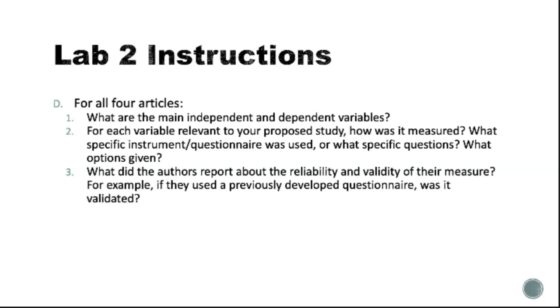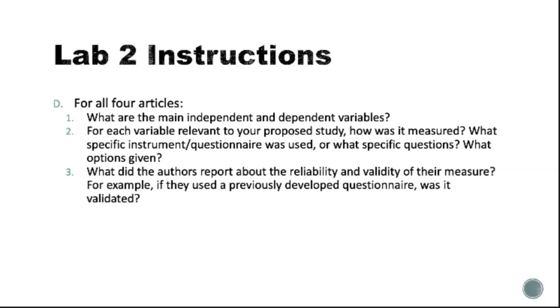So if I'm looking at a paper that looked at sleep quality as one of their variables, it's likely that they used the Pittsburgh Sleep Quality Index. So I would state that they used the Pittsburgh Sleep Quality Index to measure sleep quality. It may not be that they used a specific instrument. If they didn't, what specific questions did they ask to measure those variables of interest? What were the options that were given? In terms of options given, we're talking about what were the possible responses that the participants could have provided when answering that question.